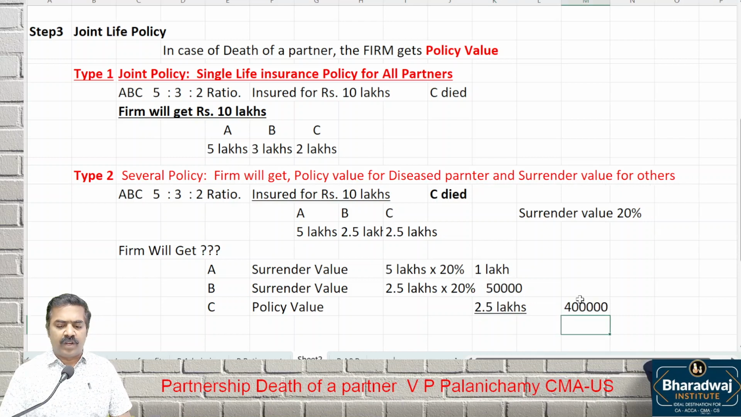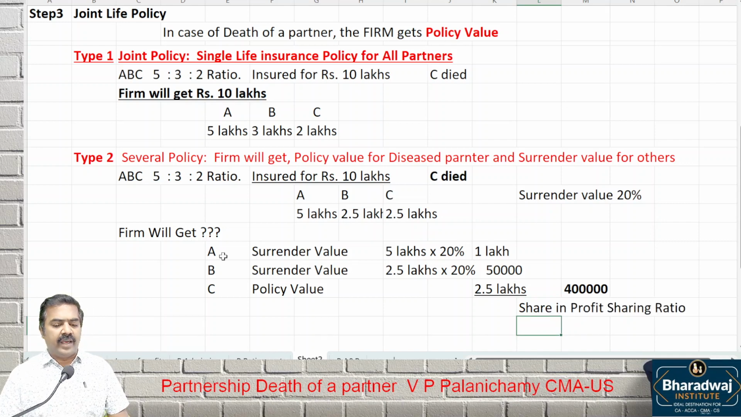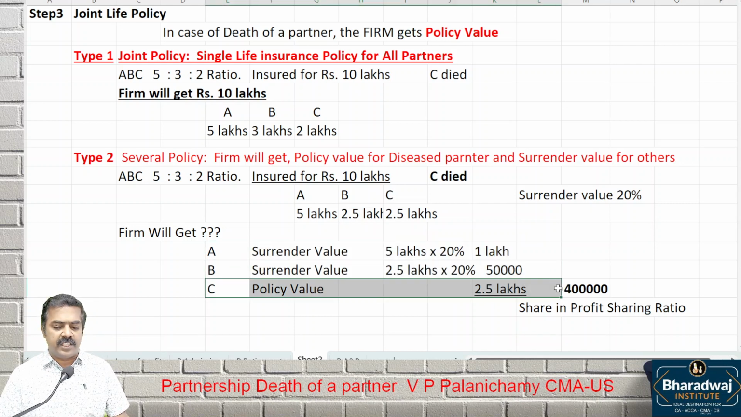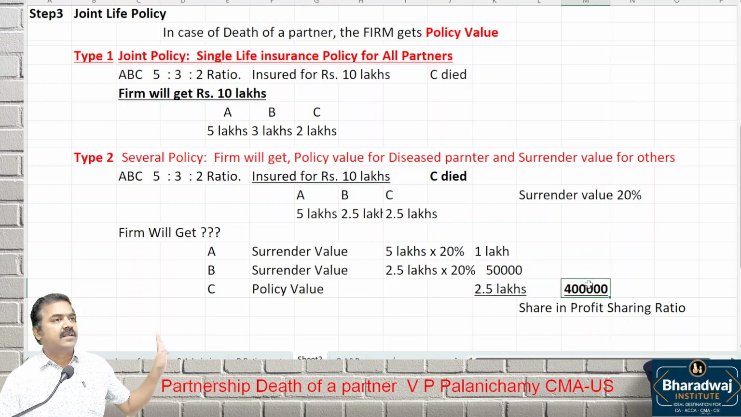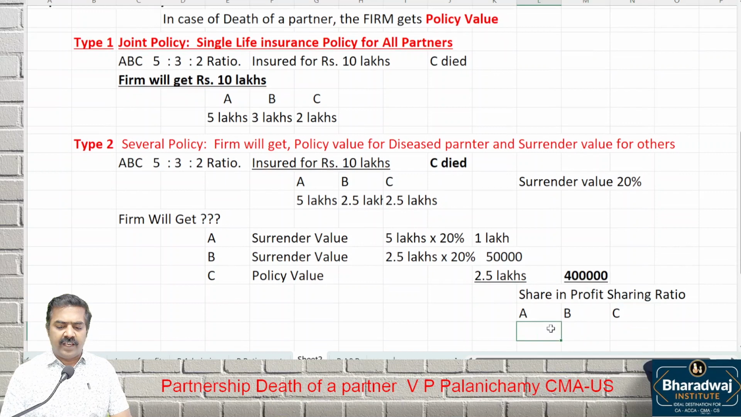This 4 lakhs, what will they do? It will be shared in the profit sharing ratio. Don't think A policy, A will get 1 lakh, B policy, B will get 50,000, C's policy, C will get 2.5 lakhs. No. What is the total amount realized? 4 lakhs. This will be shared by the partners in which ratio? Profit sharing ratio over the partners A, B, C.